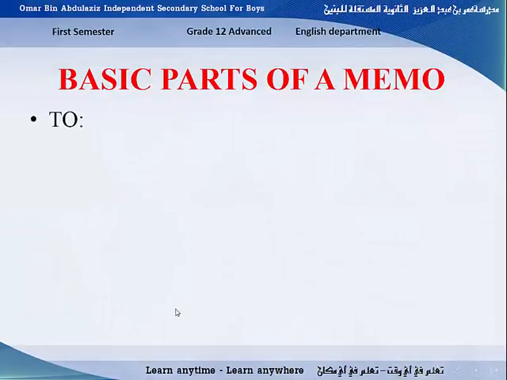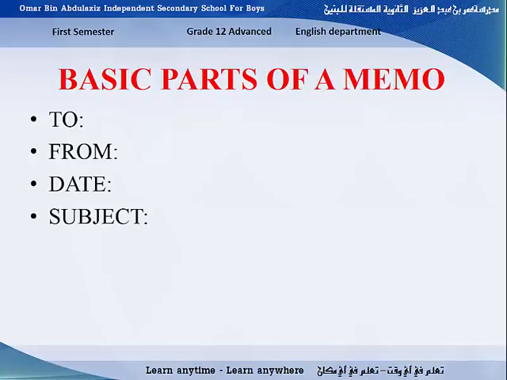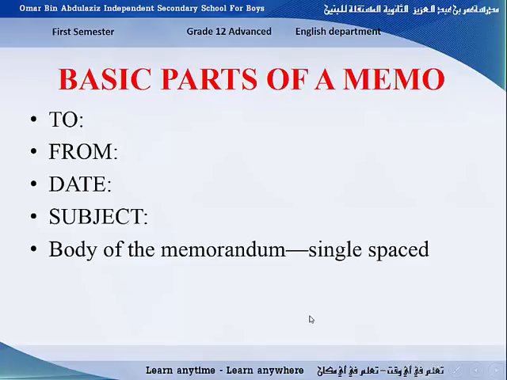The basic parts of the memo are to, from, date, subject. So here you state who you are writing to and who you are, the person who is writing the memo, and the date of the memo, and what the memo is about, what's the purpose of the memo, and the body of the memorandum, single spaced. Reference initials.